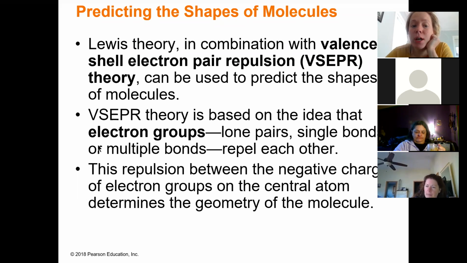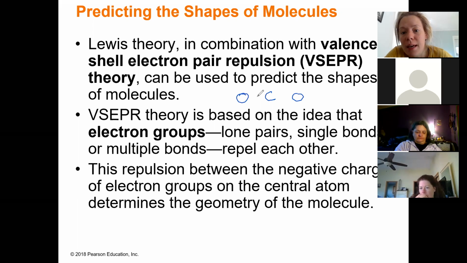It's important to talk about what is considered an electron group. A lone pair is considered one electron group, okay? A single bond is considered one electron group. Multiple bonds are also considered one electron group. So sometimes people will see a double bond and think, oh, that's two electron groups, but that's not actually the case. Why? Because let's say I have CO2, with carbon in the center and oxygens on the sides, double bonded, and then there are two here.